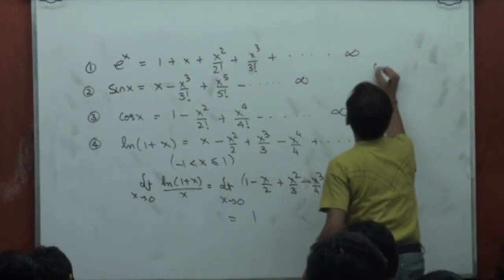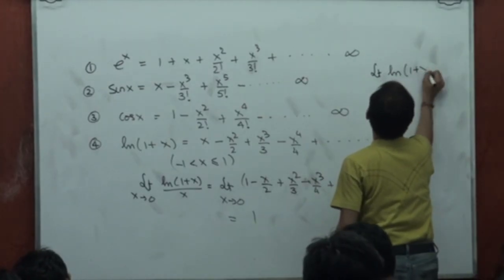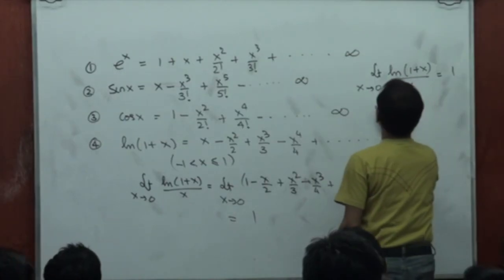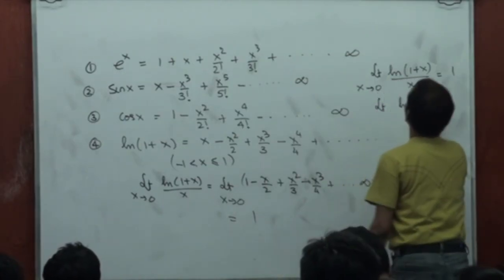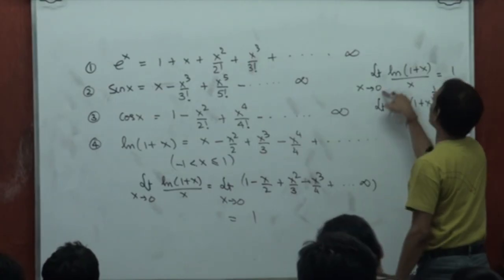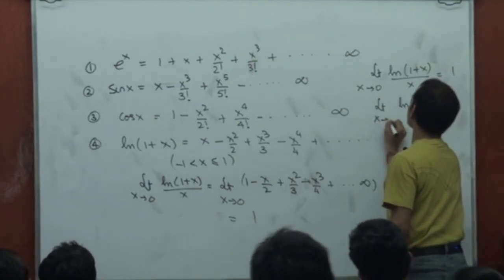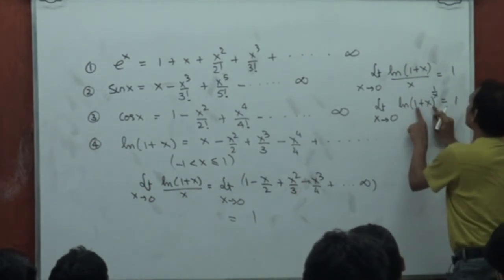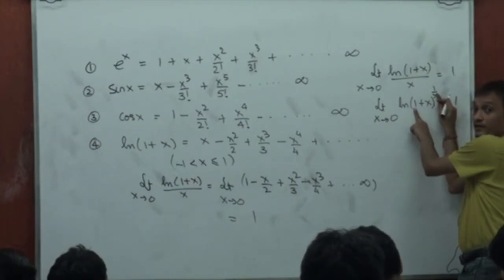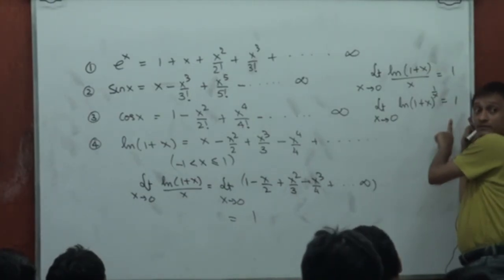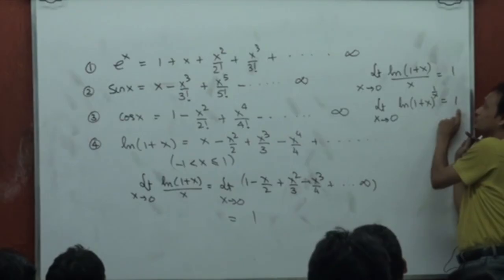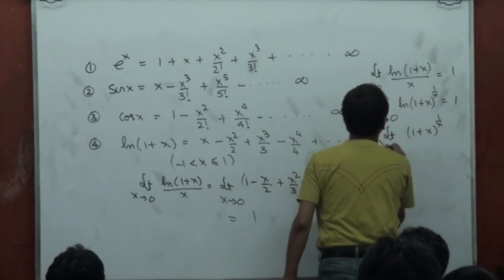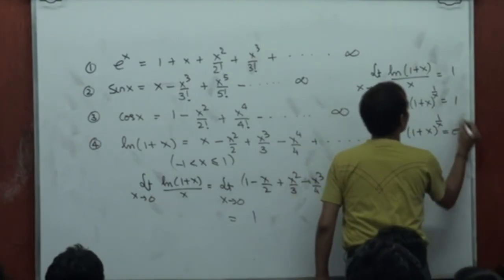And obviously the fact that ln(1 plus x) by x as x tends to 0 is 1 would cause ln of (1 plus x) to power 1 by x, this 1 by x can come to the power here, as x tends to 0 equal to 1. This is what it means. But if the ln tends to 1, that means this must tend to e. 1 plus x to power 1 by x must tend to e, because the ln of it tends to 1. That means the limit of 1 plus x to the power 1 by x as x tends to 0 must be e.